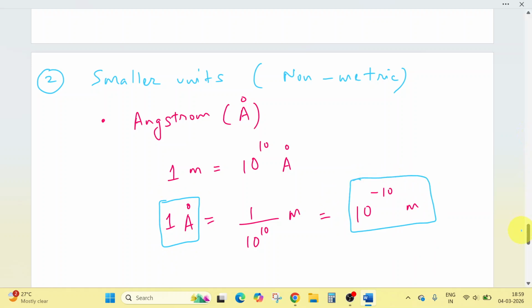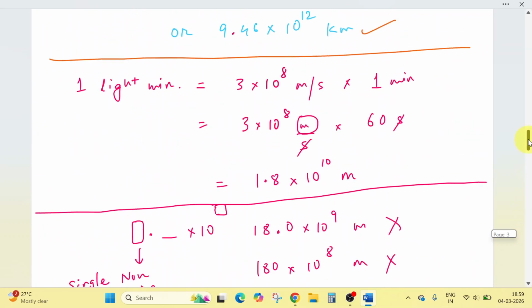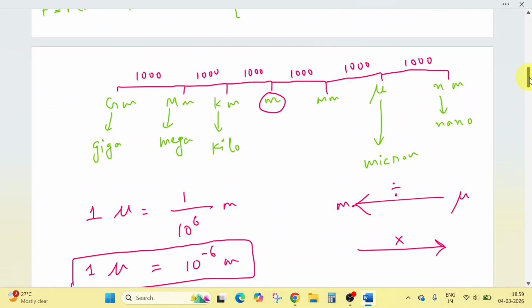If you see where the angstrom will lie, it will lie after nanometer, just 10 place after nanometer. From meter, how many places are there? 3, 6, 9, so 9 zeros. Now it is 10 to the power minus 10, so it will be 3, 3, 3 and 1 more. So 10 to the power 10 just after, 10 gap from nanometer it will come.